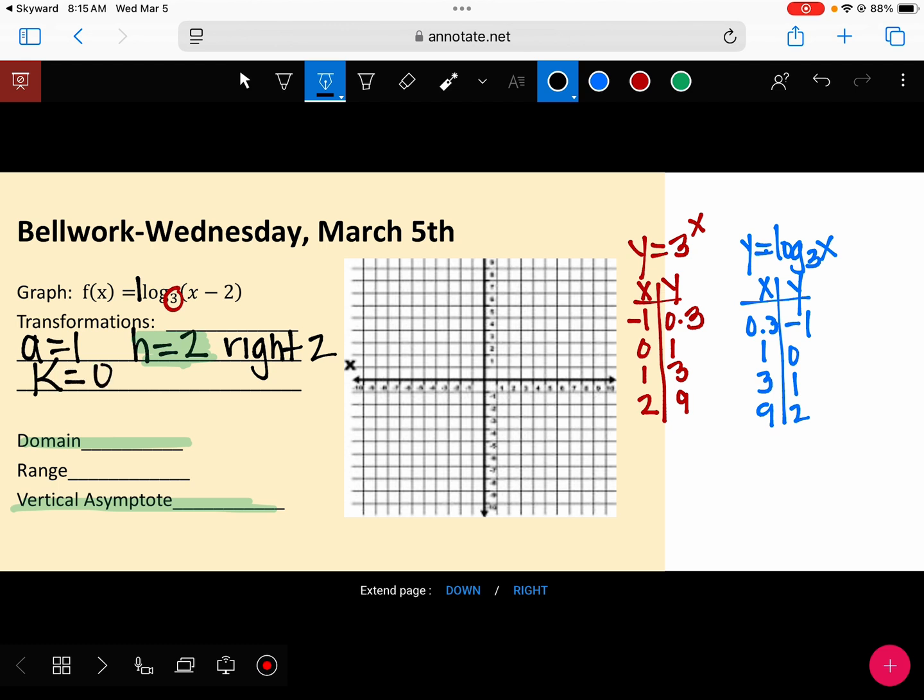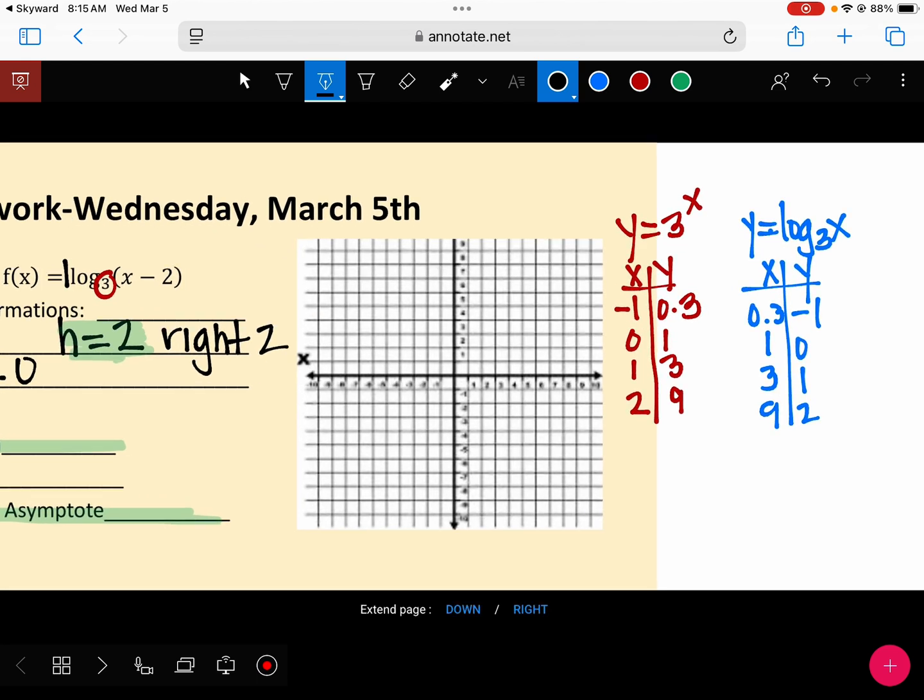So that's actually pretty easy for us because the only change that's going to happen is to x. Because you have to add the h to x, multiply y by a, and add k. But because a is 1 and k is 0, these numbers will not change. So the only thing we need to do is add 2 to all of our x values. So let's do that.